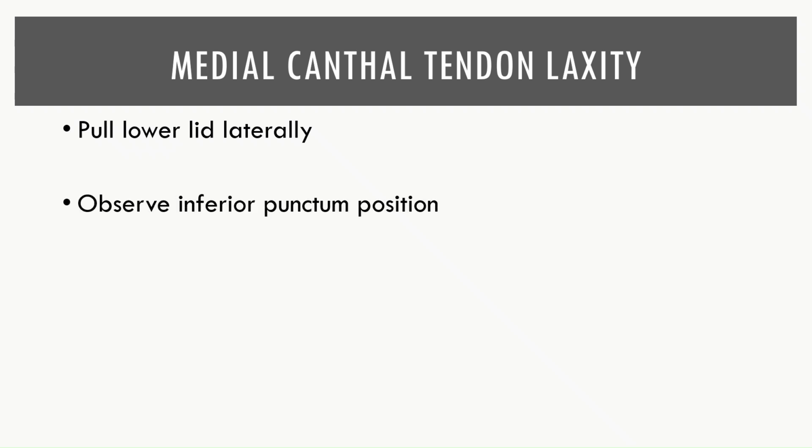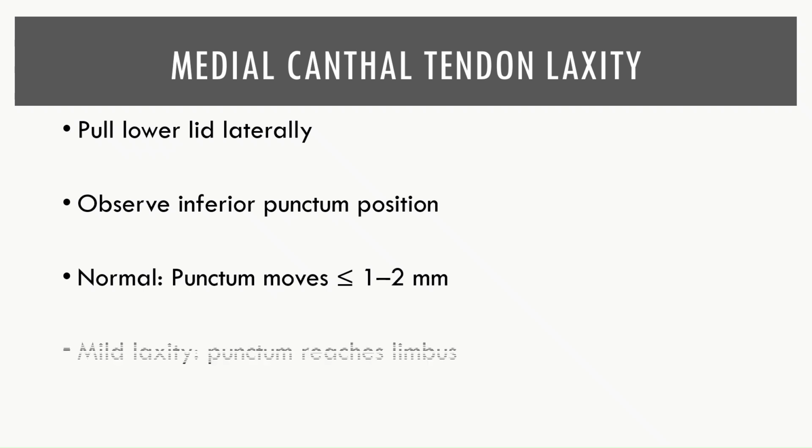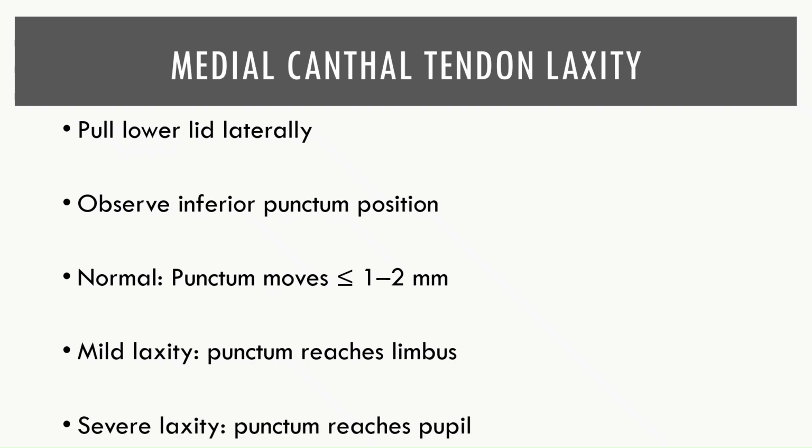Medial canthal tendon laxity is assessed by pulling the lower lid laterally and observing the position of the inferior punctum. In a normal eyelid, the punctum should not be displaced more than 1 to 2 mm. If medial canthal laxity is present, the inferior punctum may move excessively. In mild laxity, the punctum reaches the limbus, while in severe cases, it may be displaced all the way to the pupil.